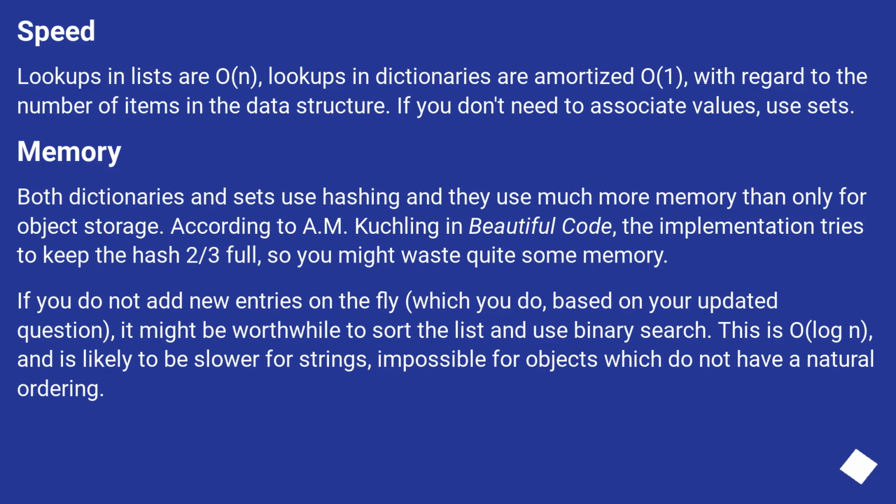Speed. Lookups in lists are O(n), lookups in dictionaries are amortized O(1), with regard to the number of items in the data structure. If you don't need to associate values, use sets.